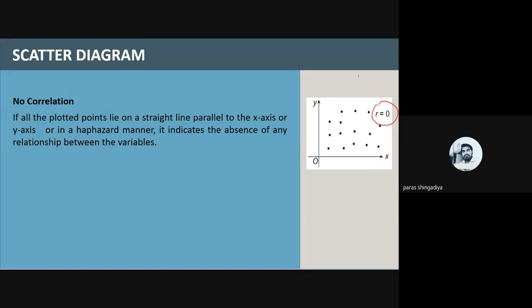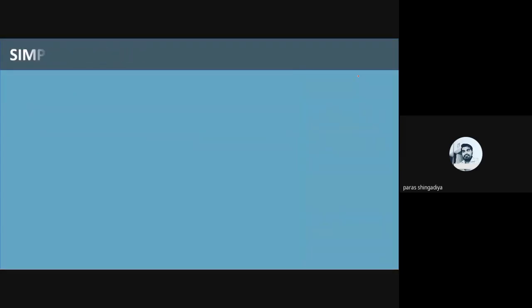In this case, we cannot observe such type of required graph. Then it is called no correlation data.